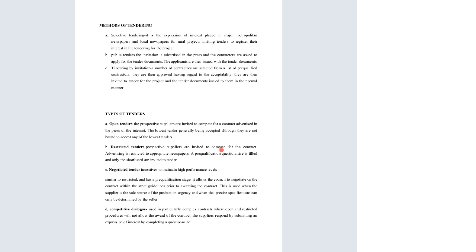Tendering by invitation, a number of contractors are selected from a list of qualified contractors. So they are then approved having regard to the acceptability, and then invited to tender for the project with the tender documents issued to them in the normal manner. So those are now the methods of tendering. We are now selective tendering, where you select people with a specific interest, and then you post it now on the newspaper. Then we have public tenders, invitation to advertise, then tendering by invitation. You advertise, you invite a specific group of people.